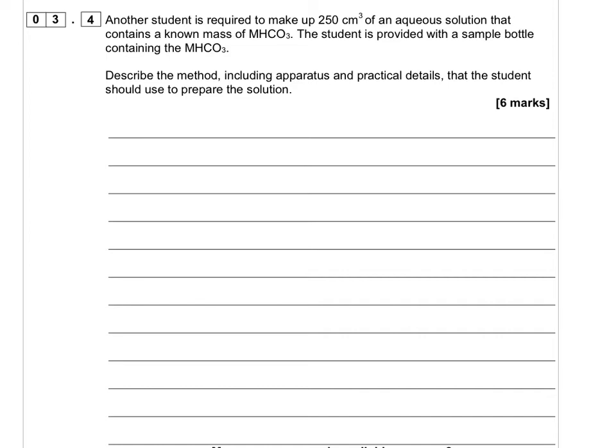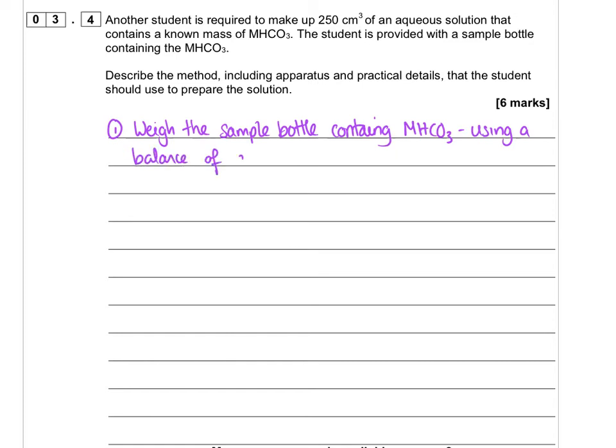Okay, so the first thing they're going to need to know is the mass of that solid. So it's in a sample bottle, so the first thing they need to do is to weigh the sample bottle. Now they want to do that on a fairly accurate balance. So I would say using a balance of at least 2 decimal places.